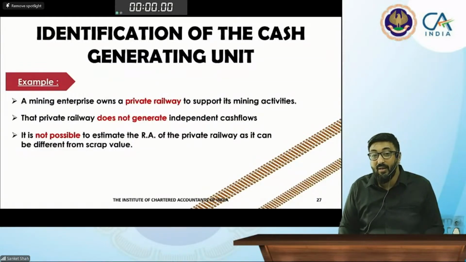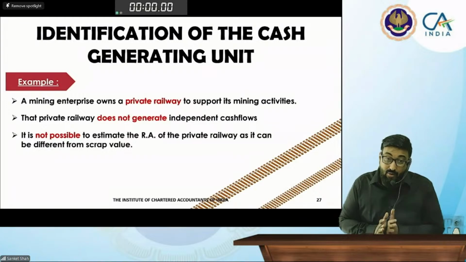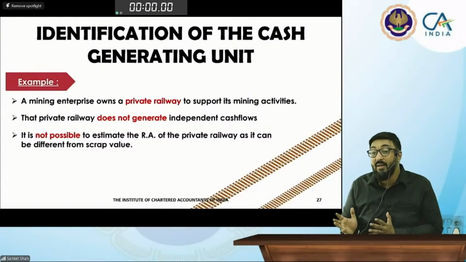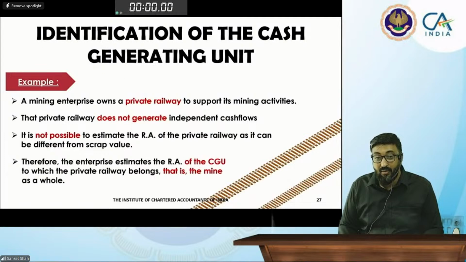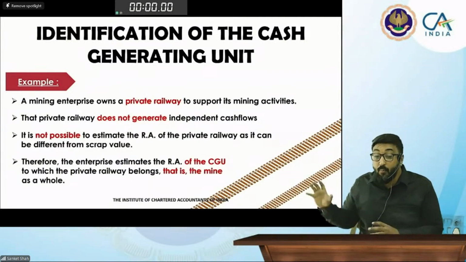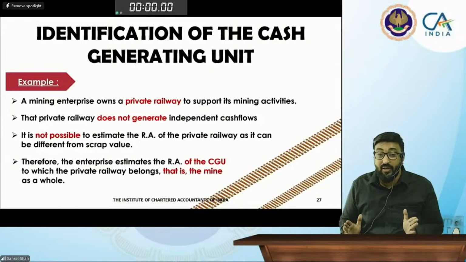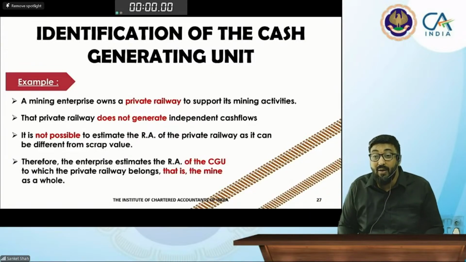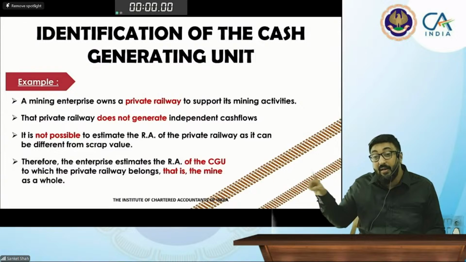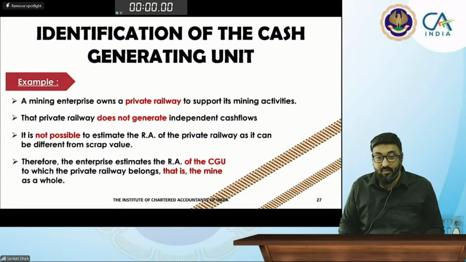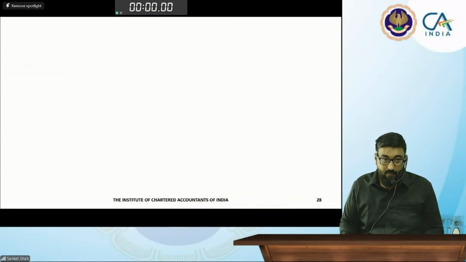Private railway, as it can be different from scrap value. If I calculate only the railway scrap value, it might be lower. But when it works with the group of that mine activity, then we should calculate the mine as a whole cash generating unit and not only the railway as the single asset. Got the concept? So आप रेलवे का ओनली इंपेयरमेंट करोगे या पूरे माइन का इंपेयरमेंट करोगे? हाँ जी. Yes. So this is the example. ठीक है?